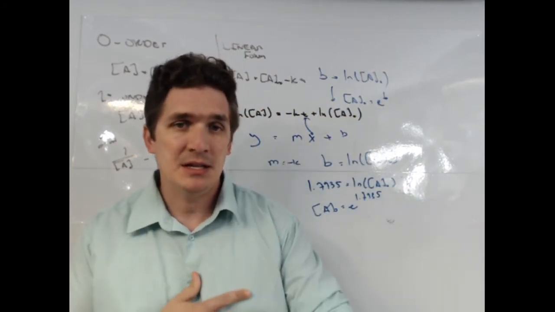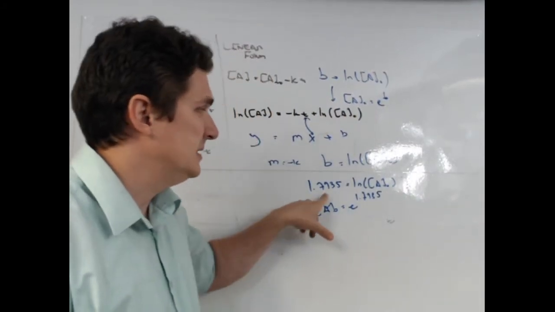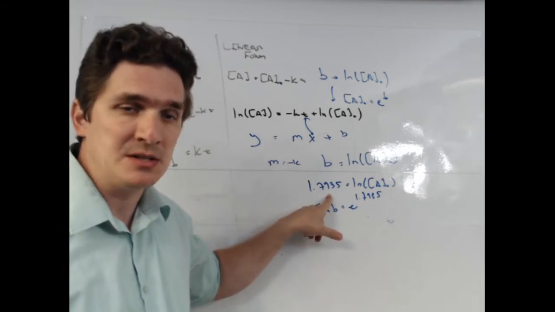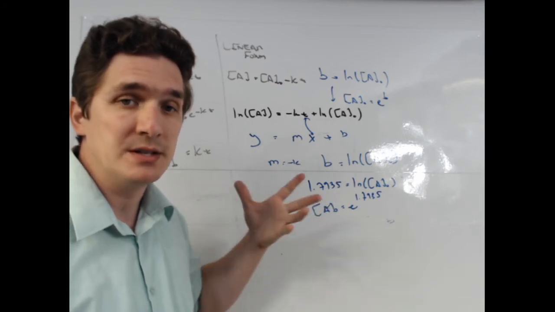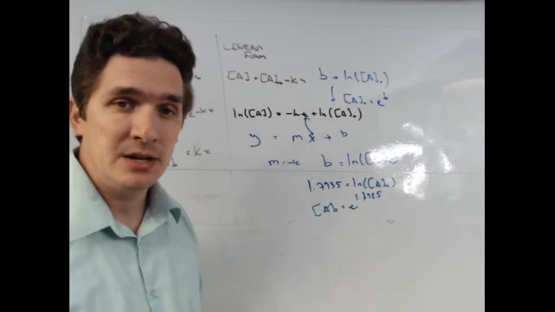And again, I see this mistake a lot with students. You don't take the natural log of the y-intercept. That's not what the model says. The model says the natural log of the concentration equals whatever that y-intercept is. You have to undo the natural log.